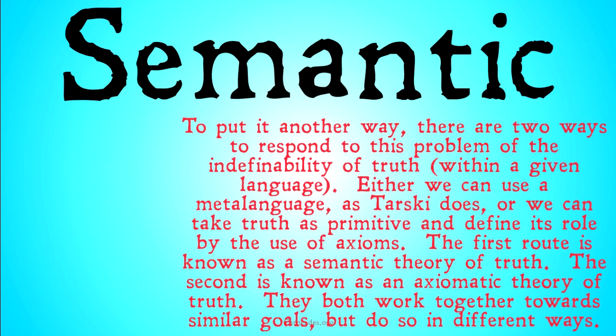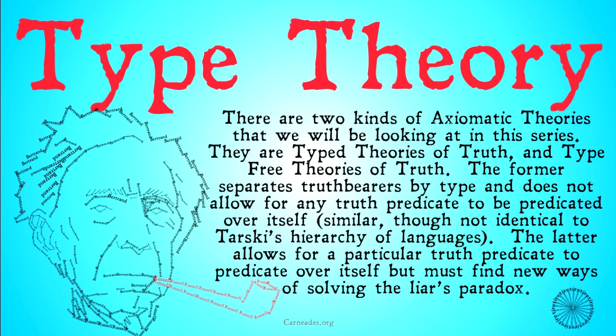Both of these different kinds of theories are going to work together towards similar goals, but they're going to do so in different ways. Basically, our semantic theory of truth is going to focus on meaning and offering definitions through meta-languages, while the axiomatic theory of truth is not going to cover meaning at all, take truth as primitive, and just give us the ways that we can use truth. Alright? Now, within axiomatic theories of truth, there are two different theories that I've already mentioned a bit of. They're called typed theories of truth and type-free theories of truth.